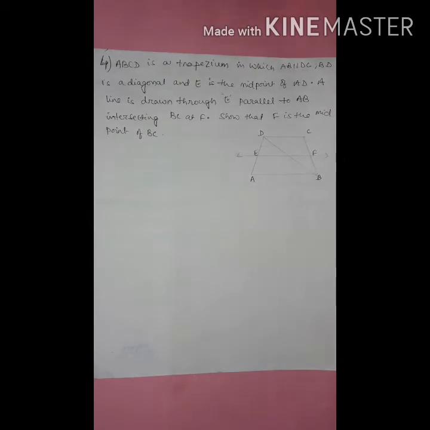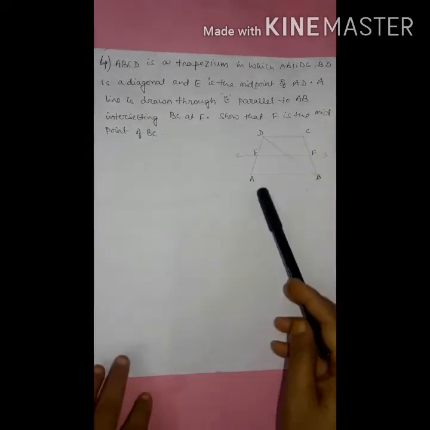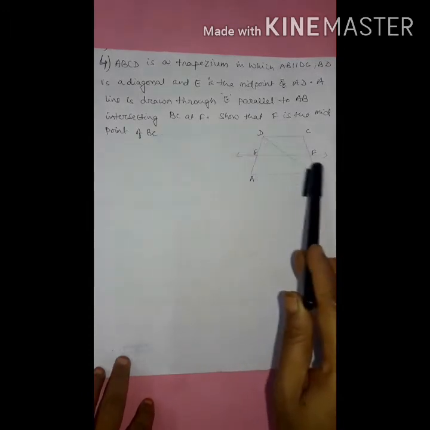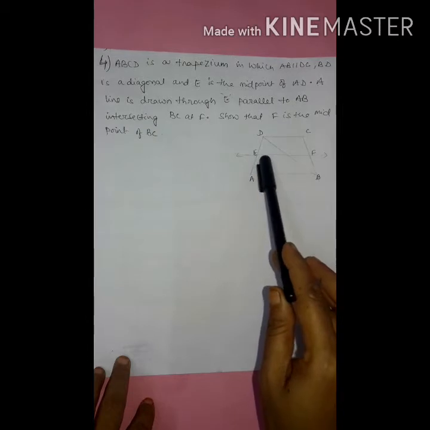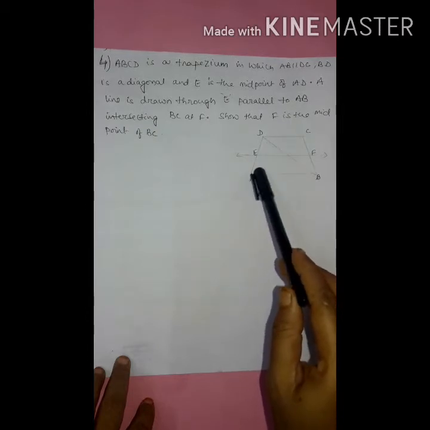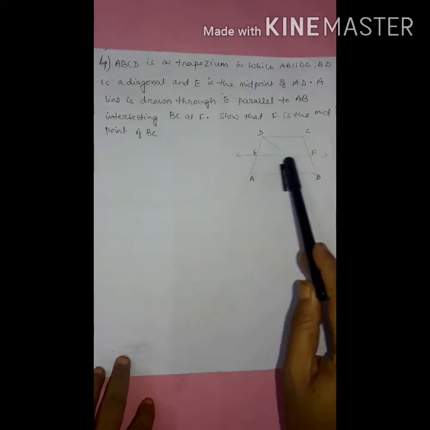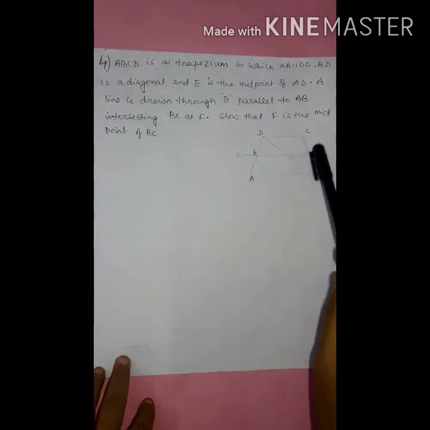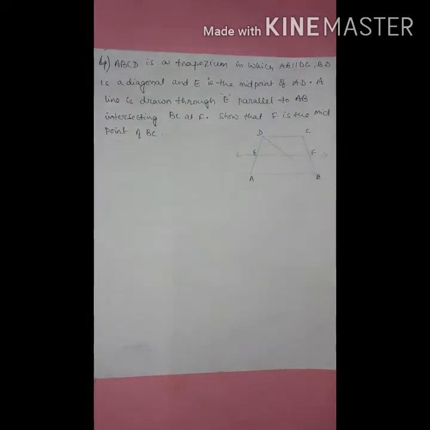Now question number 4 of exercise 8.2. ABCD is a trapezium in which AB is parallel to DC, BD is a diagonal and E is the midpoint of AD. A line drawn through E parallel to AB, that is EF is parallel to AB, intersects BC at F. Show that F is the midpoint of BC.